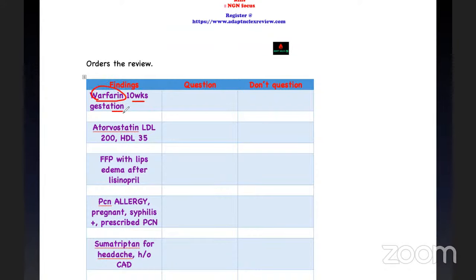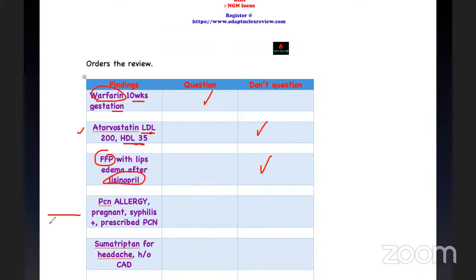Atorvastatin is a cholesterol medication, and it can decrease your LDL and increase your HDL, so you don't need to question it. For the treatment of angioedema, most of the time FFP is very good, so you don't need to question it.